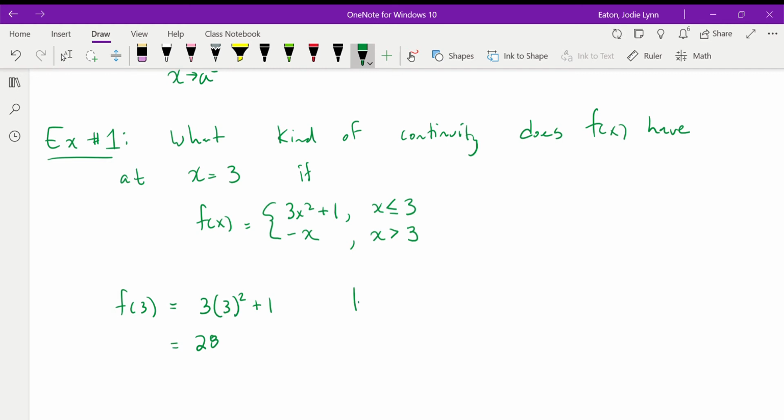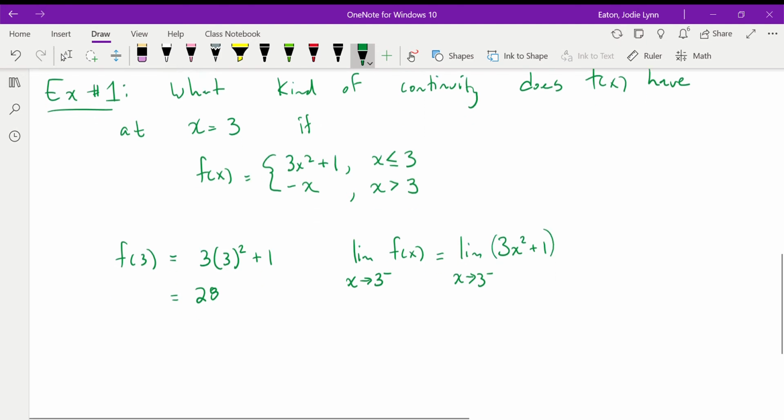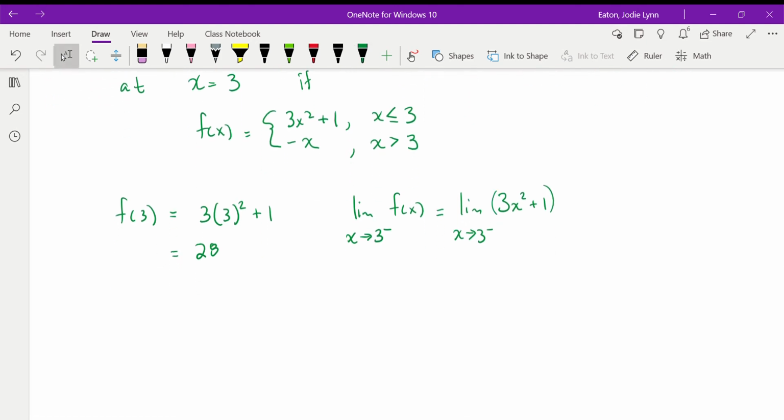Okay, so let's look at the limit as x approaches 3 from the left of f of x. This is equal to the limit as x approaches 3 from the left of 3x squared plus 1, because this is the function that is operating in our piecewise function before we get to 3, when we're to the left of 3. So this is going to be equal to something just below 3 squared. So 3 squared is 9, 28. So this also equals 28.